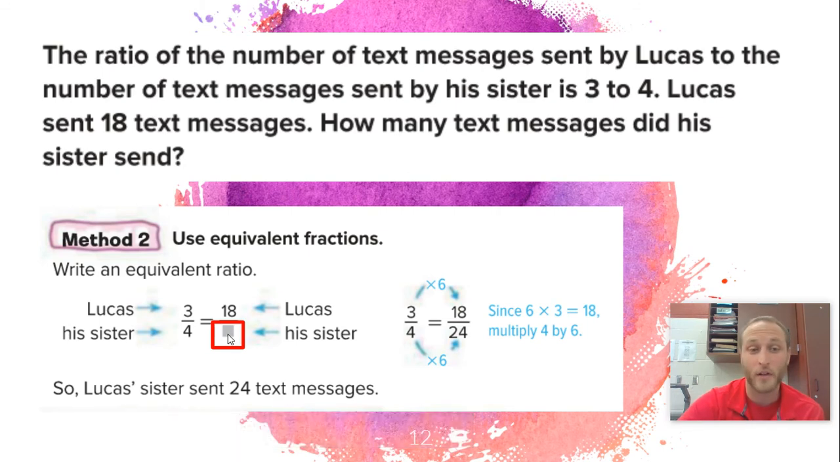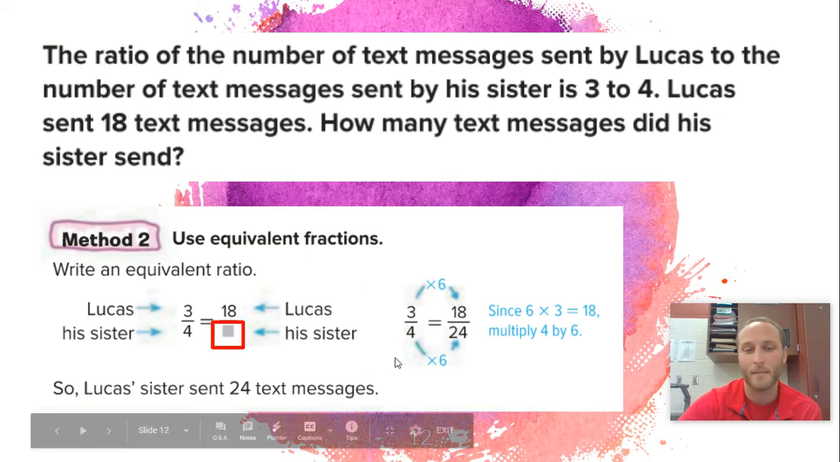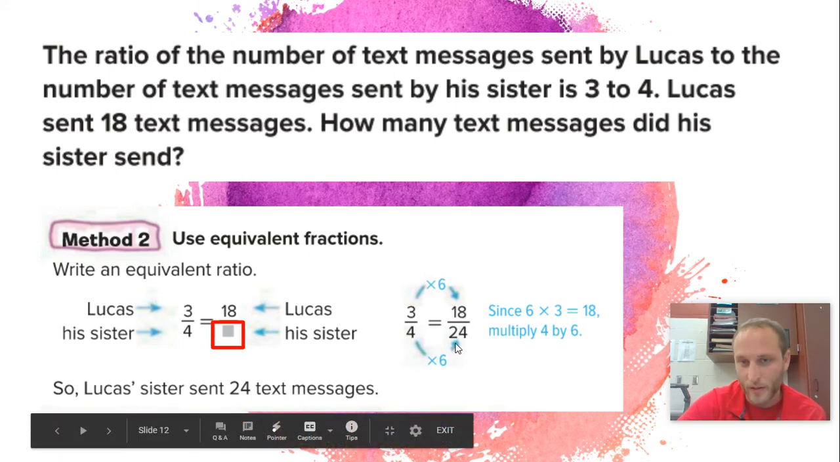So then we just have to look for our patterns. So how can I get from 3 to 18? Well, I see over here that I can get from 3 to 18 by multiplying by 6. So 3 times 6 is 18. And since I did that to the top, I have to do that to the bottom. So 4 times 6 is 24. So I know that Lucas's sister is now sending 24 text messages if he is sending 18. So that is how we would solve that one.